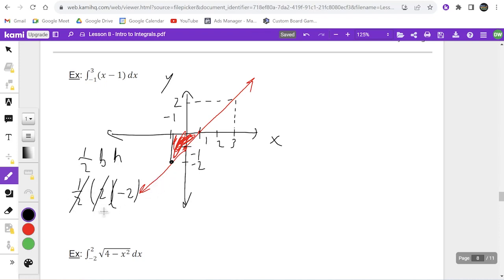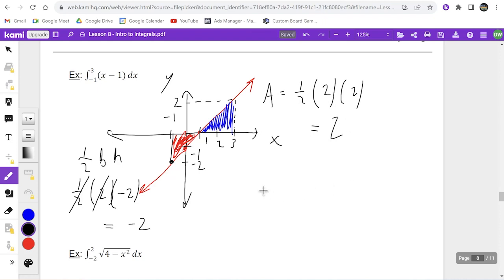The 1/2 and the 2 cancel out. You get an area of -2 for the first triangle. And then for the next triangle, it's this area right here. And that's going to, again, be area equals 1/2 base times height. So 1/2 times the base this time is 2 again. And the height looks like it's also 2. And so I would say this area is 2.